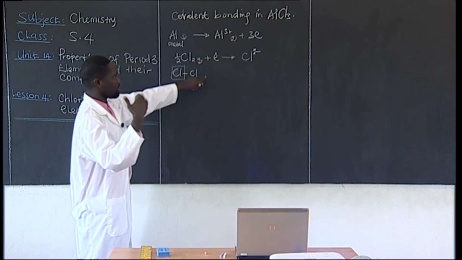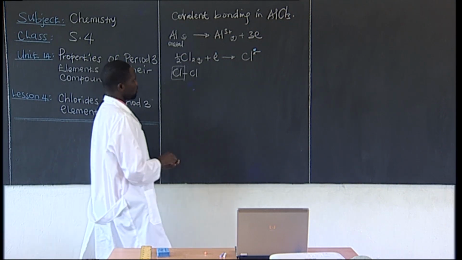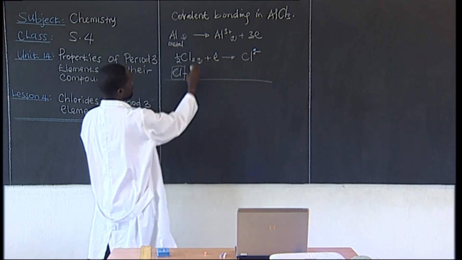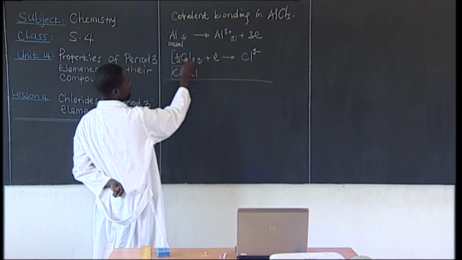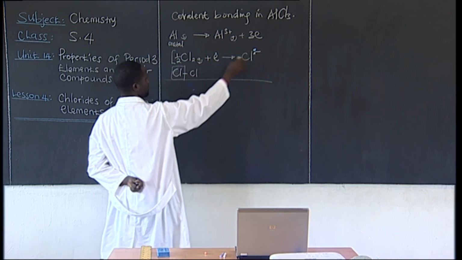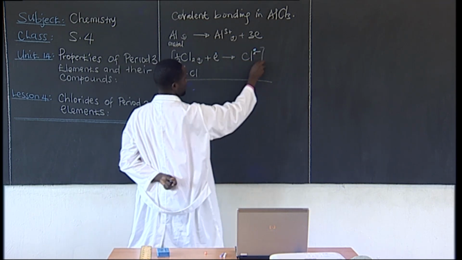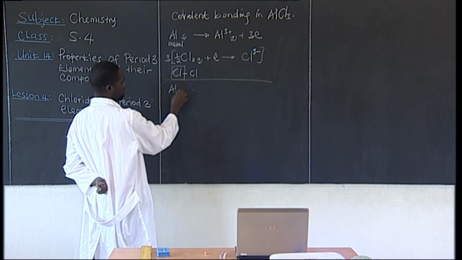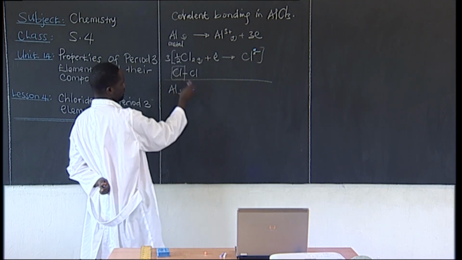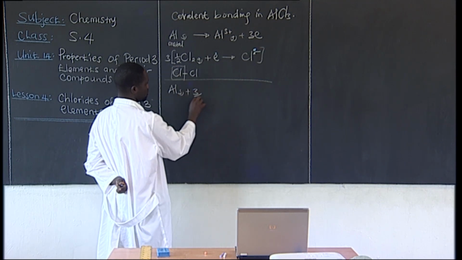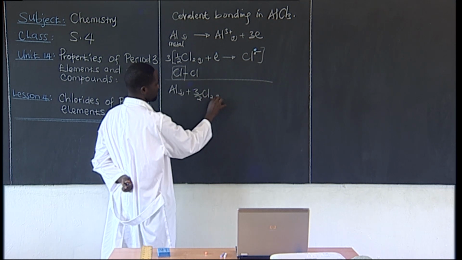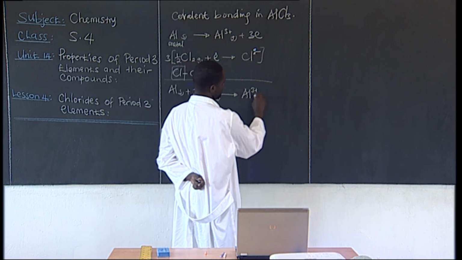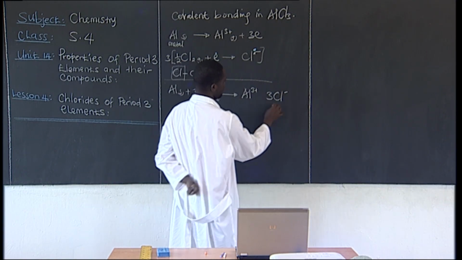It is being gained. So if we have to balance this, remember the electrons lost must be equal to the electrons gained. So we need to multiply by 3. You'll end up having aluminum as a single atom lose 3 electrons to chlorine to form aluminum 3 plus with our 3 chloride minus.